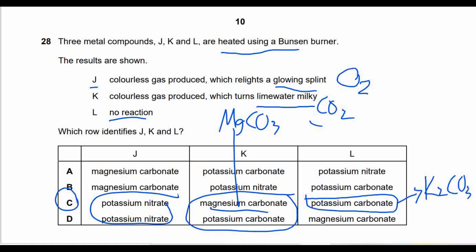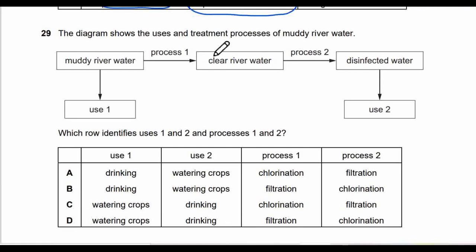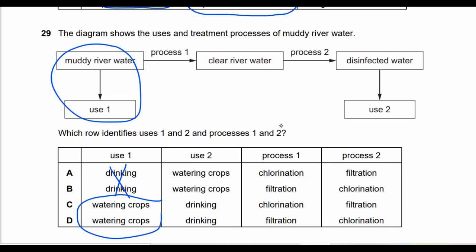All right, let's move on. Question 29, the diagram shows the uses and treatment of muddy river water. Muddy river water, process 1, clear river water, process 2, disinfected water. So which row identifies uses 1 and 2 and processes 1 and 2? Use 1: muddy river water is just for cleaning, not for drinking. So watering crops, yes. Use 2, disinfected, will be for drinking.